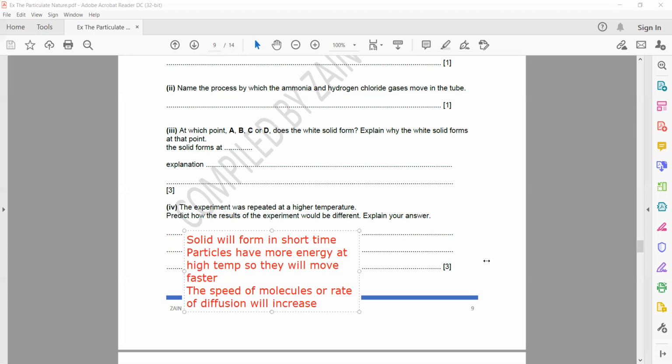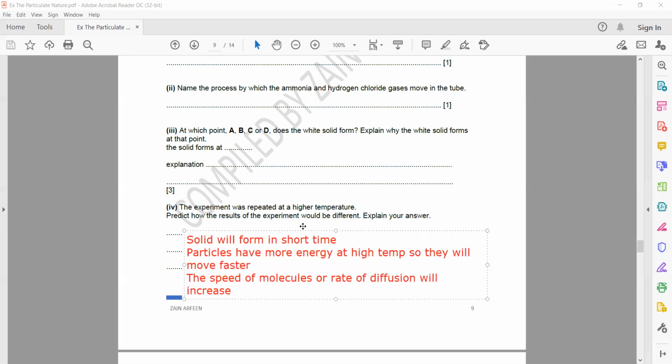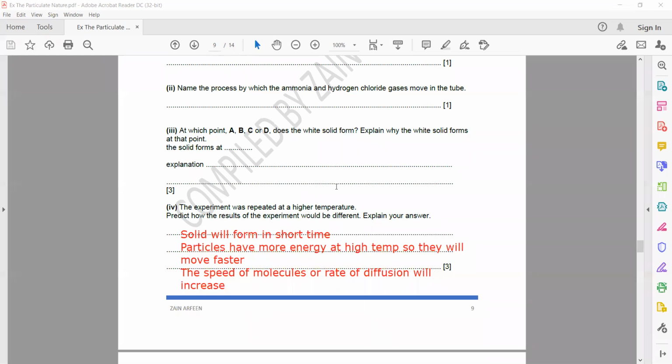So the first one is the solid will form in a short time. Second, particles have more energy at high temperature, so they will move faster. And the third one is the speed of the molecules, or the rate of diffusion, will increase.